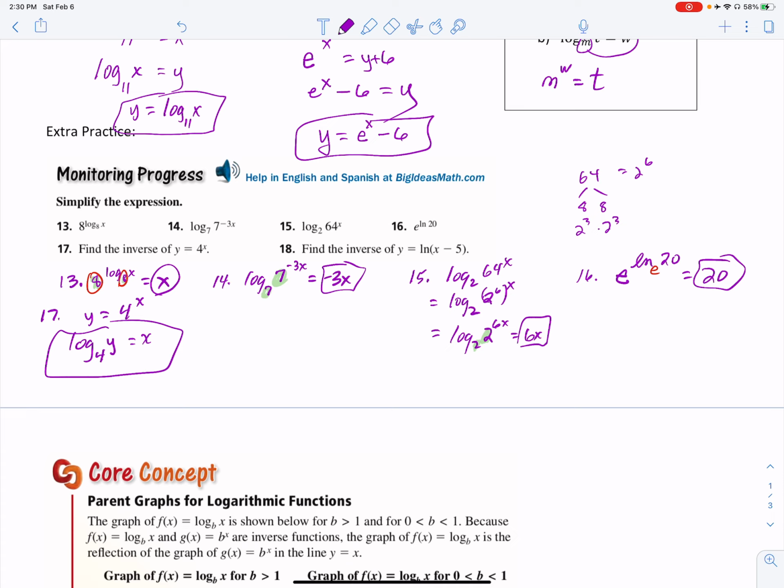Except, oops, I forgot to switch x and y, so I'm going to go back and redo that. My fault. So start by switching x and y. There we go. And then we have log base 4, and the output of that is the exponent, and what 4 to the y equals is x. So there is my inverse function.